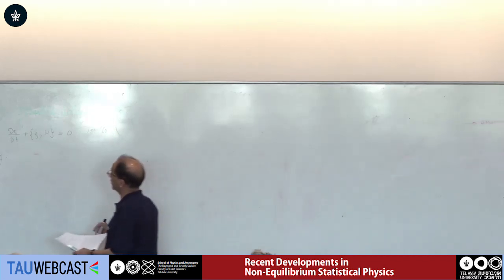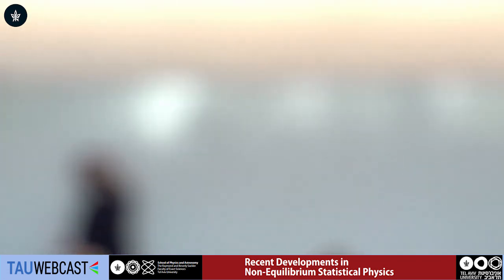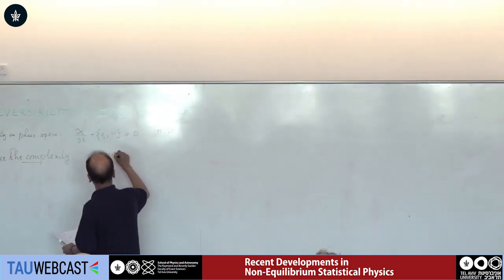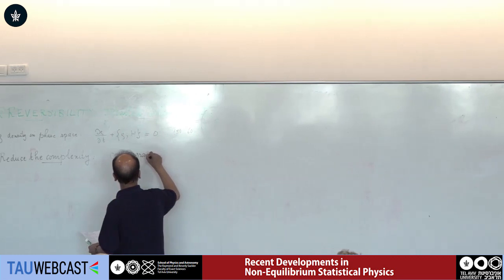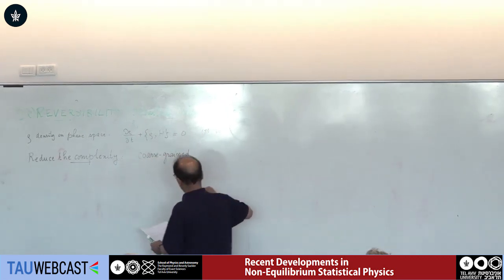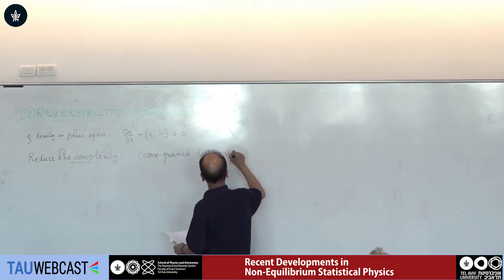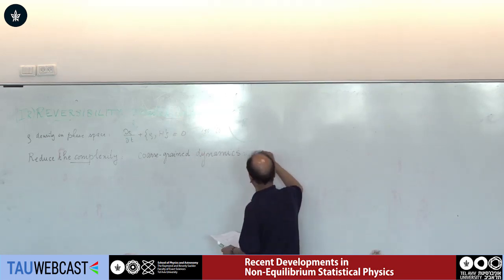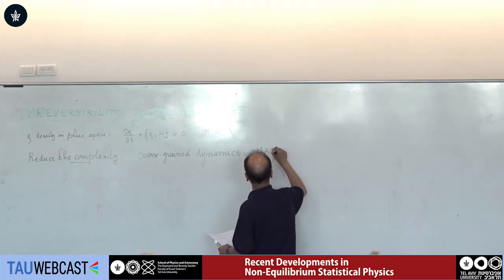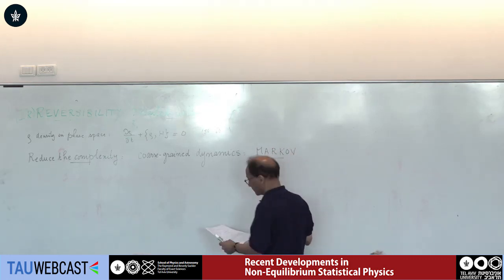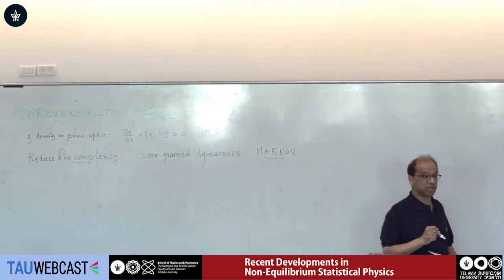So what is a Markov process? We shall use a coarse-grained dynamics, because I want to understand the dynamics of a system, not only the equilibrium. So the coarse-grained dynamics will use a Markov process description. And I will just review this very quickly. What are we going to say and do?